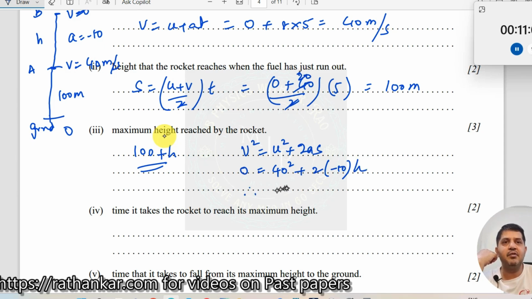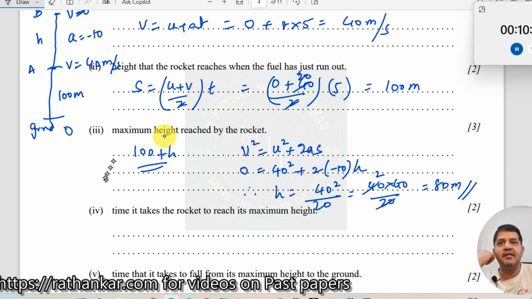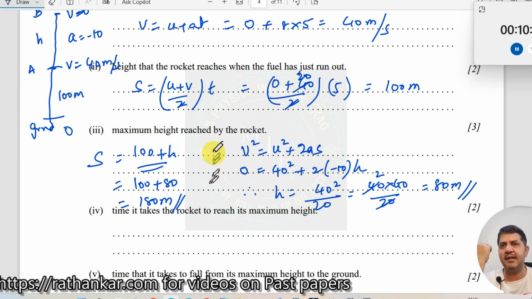So h is equal to 40 square divided by 20, which is equal to how much? 40 into 40 divided by 20. 2 into 40 is 80 meters, right? So this value of h is equal to 80. Thus the maximum height is equal to 100 plus 80, which is 180 meters, right? From the ground, it has traveled a distance of 180 meters. Okay, not a big distance. So the value of g fairly remains a constant.